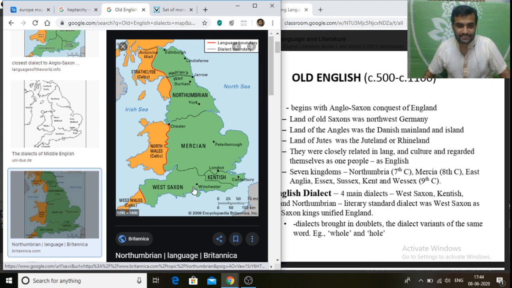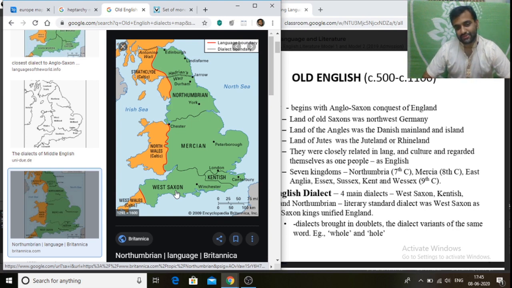And of these four dialects, West Saxon was the dominant one because the West Saxon kings were very powerful. These kings dominated the other regions, and therefore the language of the powerful kingdom became the major dialect. Many literary works were produced in the West Saxon dialect, so it evolved as the standard literary dialect, because it was the West Saxon kings who unified England.